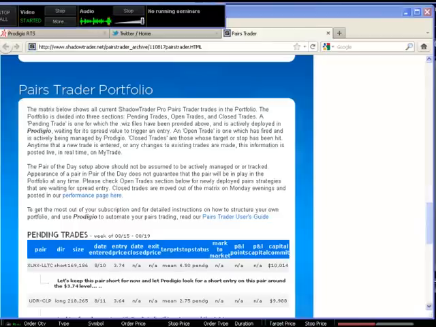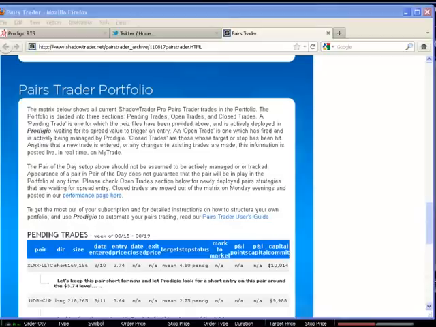Going to talk about a pairs strategy. Now, we're going to talk about pairs trading in general and how you can do this with Prodigio. The main idea is that I'm basically going to introduce you to the world of pairs trading, and I'm going to recommend that you check out what you can do with the ShadowTrader broadcast, and in particular the ShadowTrader's pairs corner, and how you can tie this into Prodigio in order to automate pairs trading.